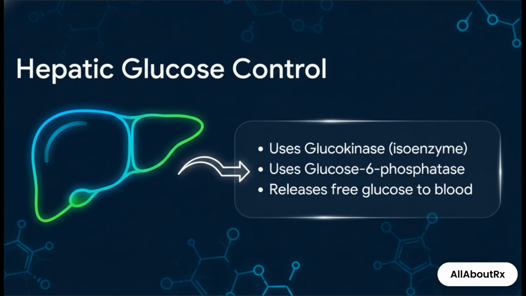And we can't forget about the liver. It's the master regulator of your blood glucose, using unique enzymes to do the job. It uses an isoenzyme called glucokinase, which is actually induced by insulin. Plus, it contains glucose 6-phosphatase. This is huge because it allows the liver to hydrolyze the phosphate off and release free glucose into your bloodstream to feed the rest of your body.